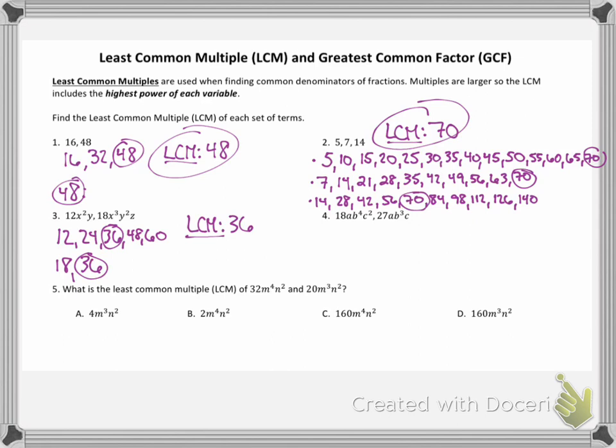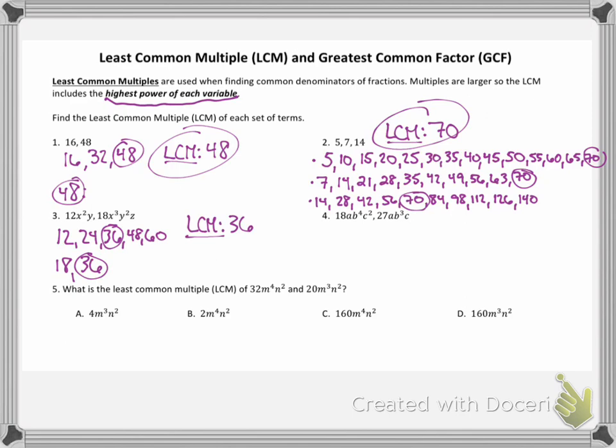Now we're going to take a look at the variables. If you look at the top of the screen, a pretty blanket statement: multiples are larger, so the LCM includes the highest power of each variable. Think of it this way, you're counting up to get your common multiple. So when you look at your variables, you want to go up to the highest power so that you can include everything. I'm going to compare between each term. I have an x squared and an x cubed, so I'm going to look at each common letter. I want the higher of the two for the common multiple.